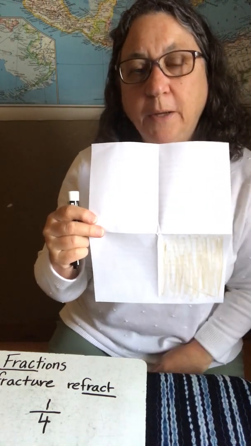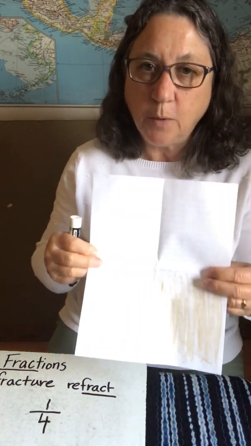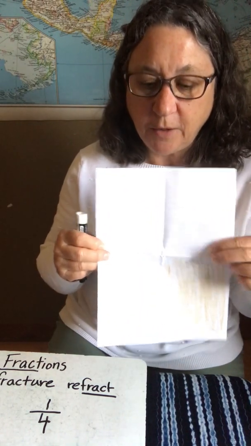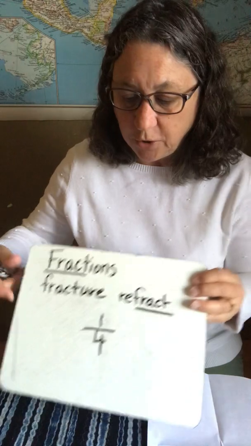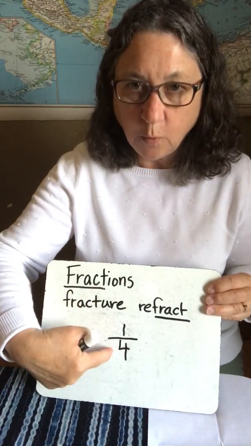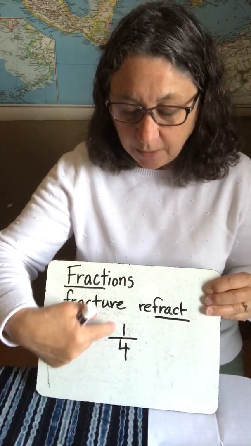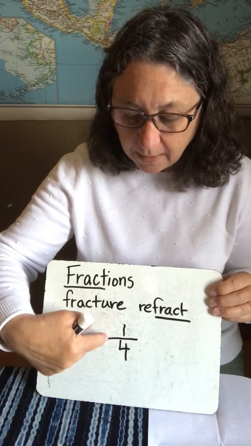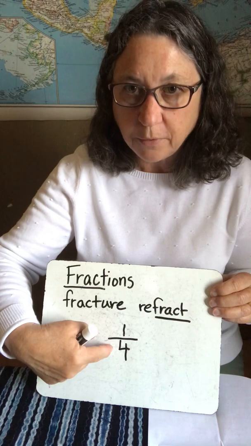What part of the whole paper? Because these parts are equal, then we can say 1 part out of 4 equal parts is covered. So that's how I read this fraction, 1 out of 4. Or you can say 1/4, which you've probably heard lots of times. 1 out of 4, 1/4.